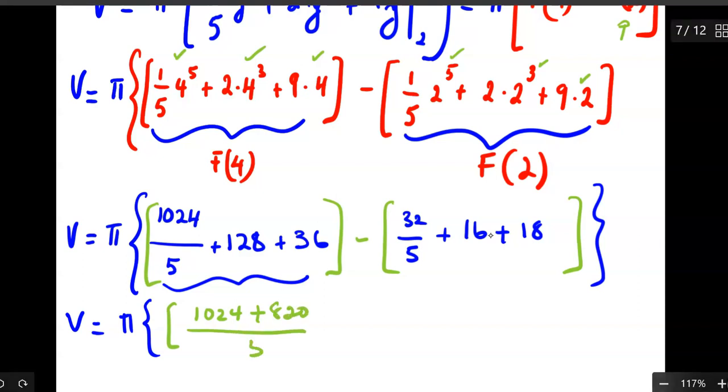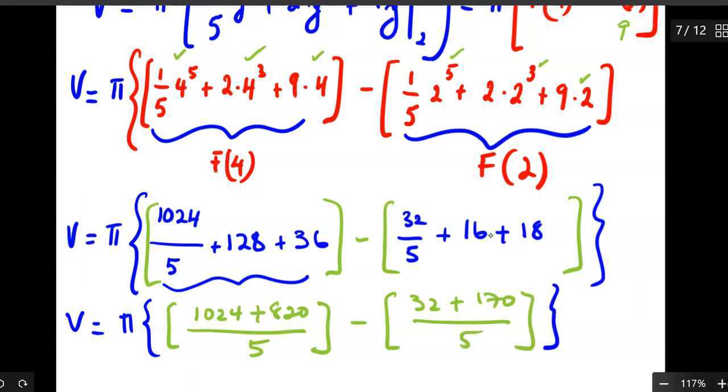820 divided by 5. Okay, so this one I have 32 plus 170 divided by 5 because I take common denominator here. So 128 plus 36 is equal to 164, and I multiply by 5 so that I can get 820 divided by 5, because I want to keep the common denominator because I have to provide the exact answer for the volumes.